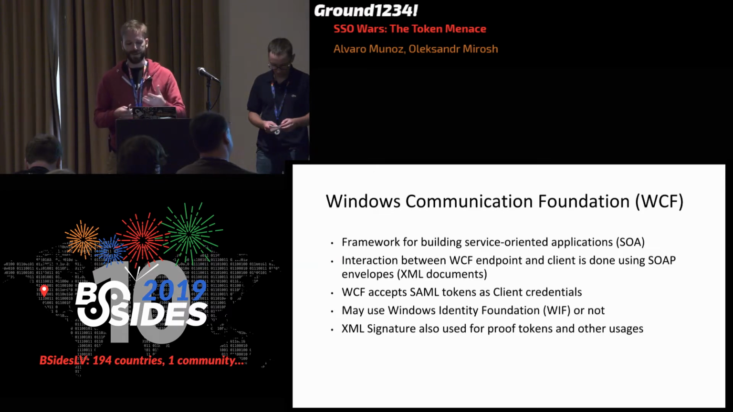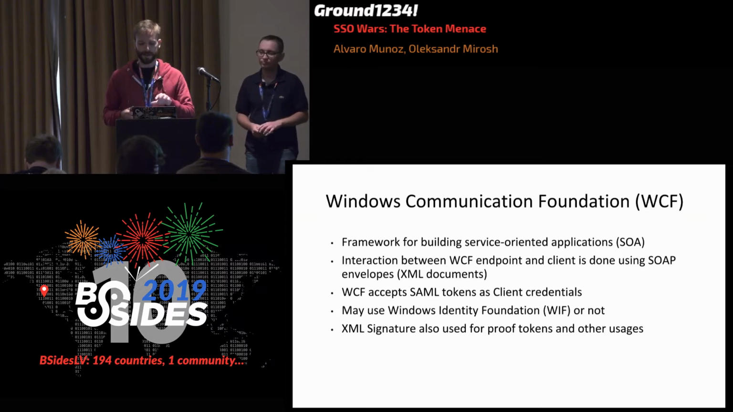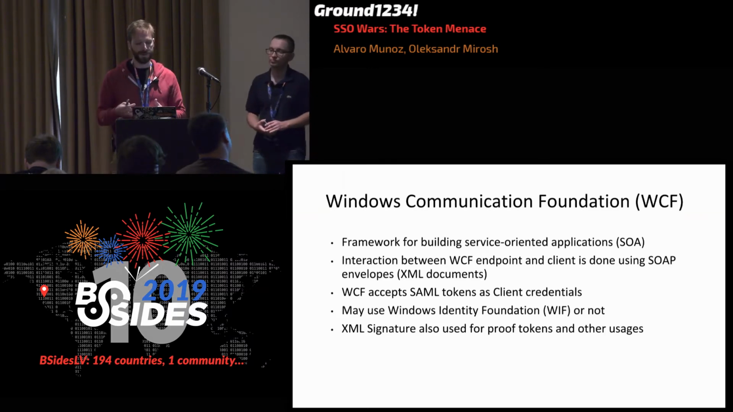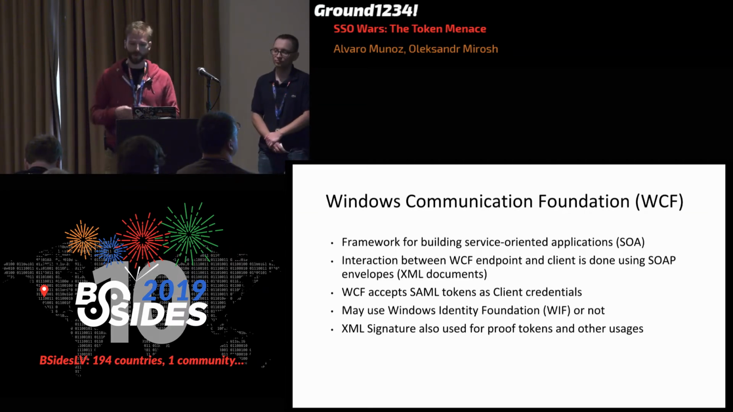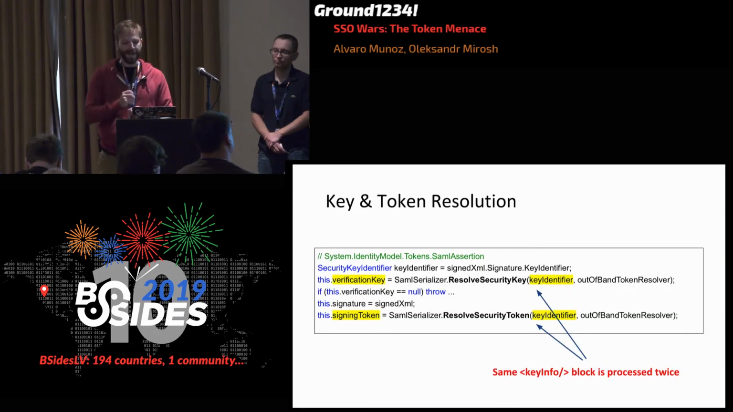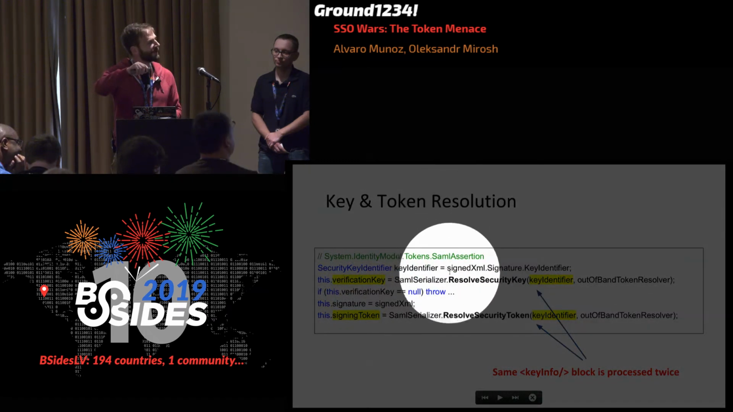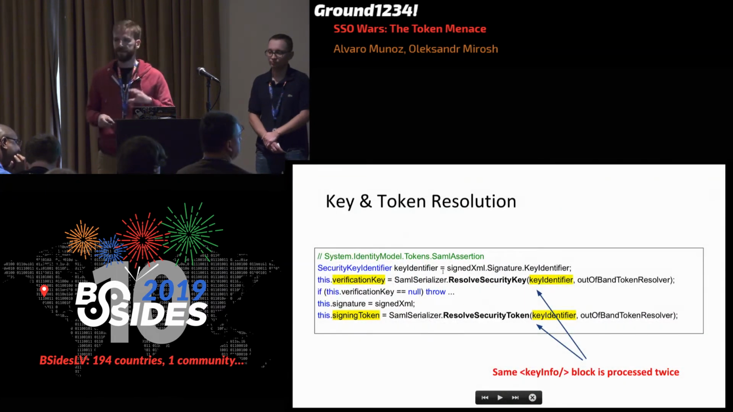Depending on the version, it may use Windows Identity Foundation to take care of handling the authentication token, or not. We will start by focusing on when it's not using WIF, and then we will review when it's using WIF, because those are different resolvers and a different attack. The class that is responsible for handling the authentication token, in this case the SAML token, is this SAML assertion class here, and it basically contains this piece of code.